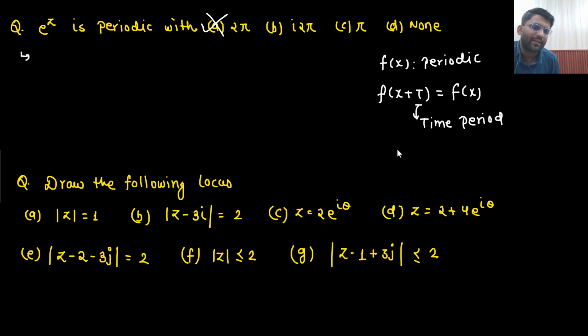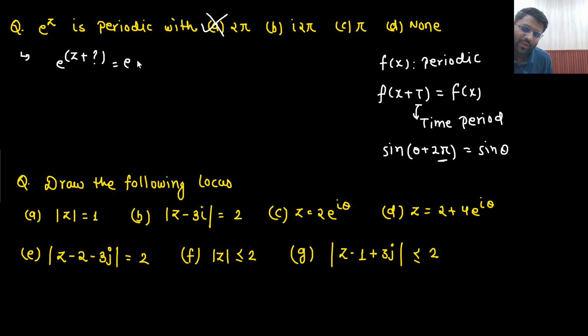What is the time period of a sinusoid function? Sir, that is 2 pi. Why is that so? Because I know that sin theta plus 2 pi will give me sin theta only. So this is the time period, no? What do I need? E to the power z plus something should give me e to the power z only. What should I put in place of something? I should put j2 pi, no? Why is that so? Because it will give you e to the power z times e to the power j2 pi.